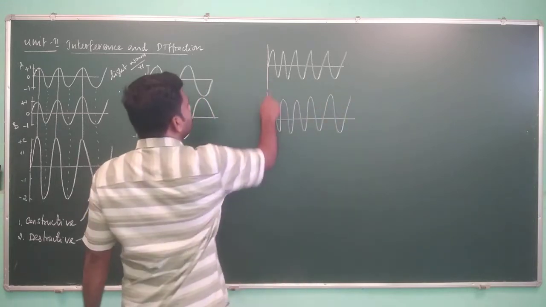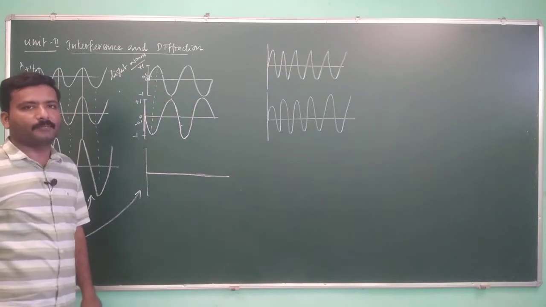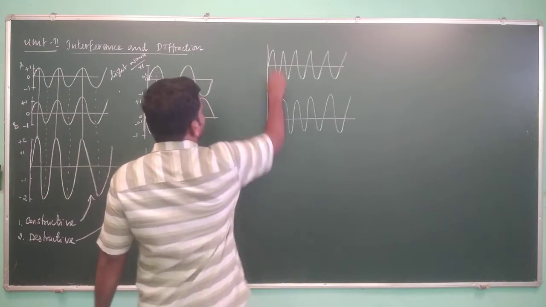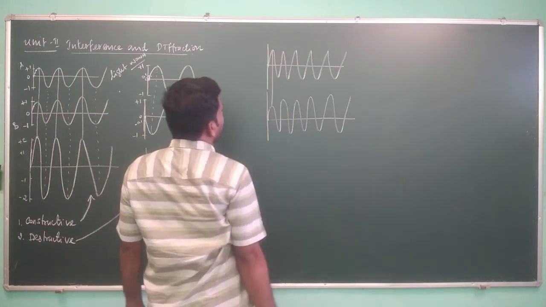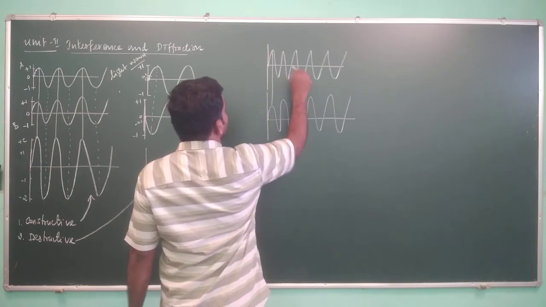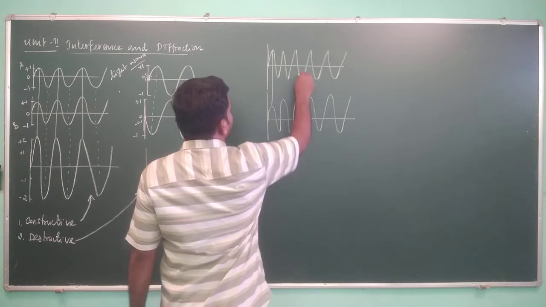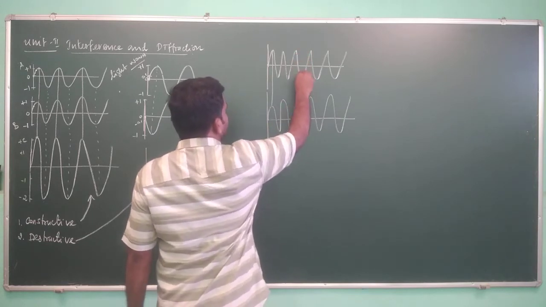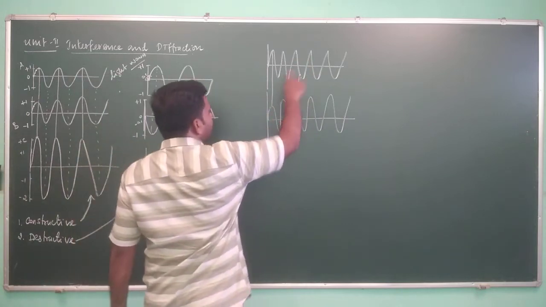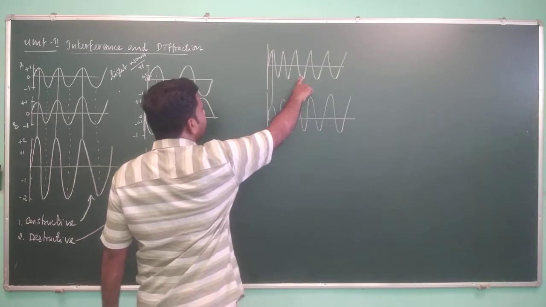You could not say where the constructive interference happens, where the destructive interference happens. Right? You have to add these two. If you add here, these two peaks coincide, right? Whereas here, when the positive peak occurs in the second wave, in the first wave it reaches the negative peak. So these will cancel out each other, right? Here it will build up so that amplitude will be maximum. Here amplitude will be minimum.